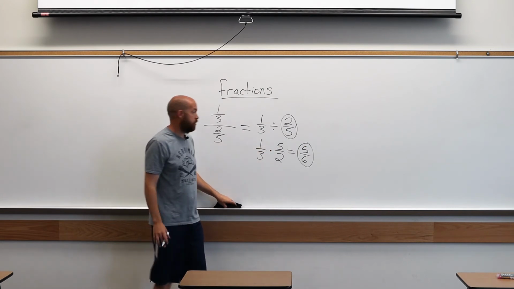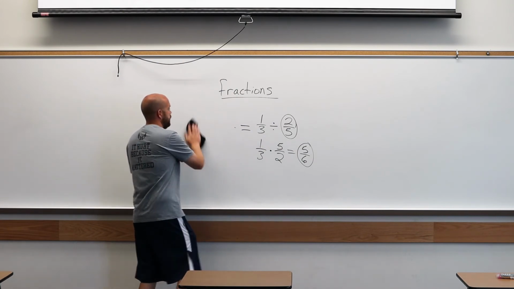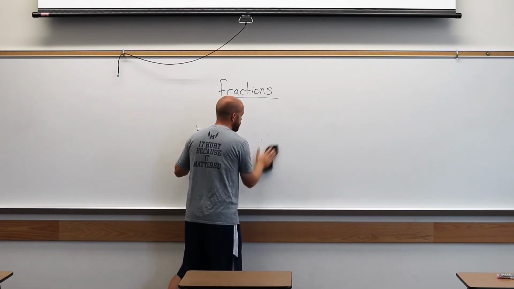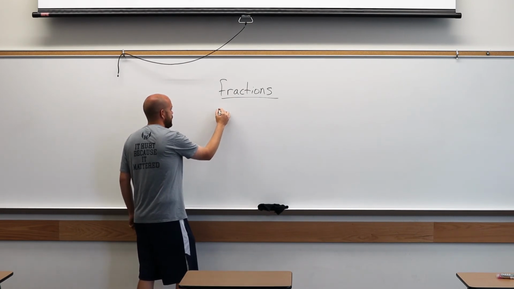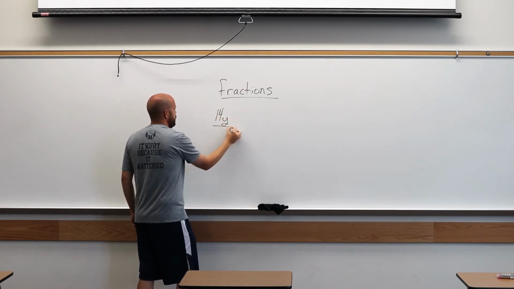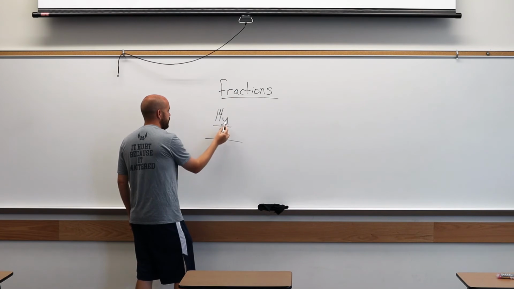Okay, dividing fractions is as easy as pi. Flip the second and multiply. Let's try another one of those. Good times. 14y divided by 9 divided by, so I got 14y over 9.